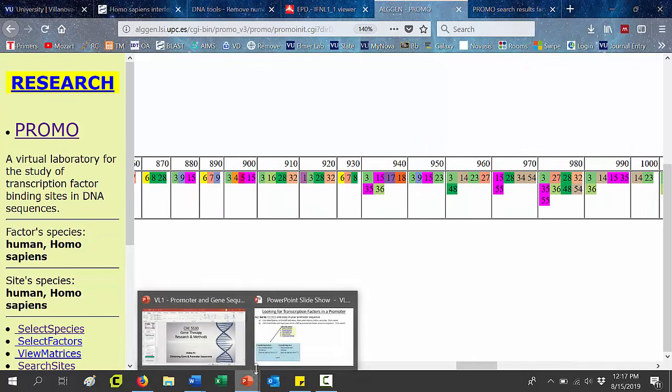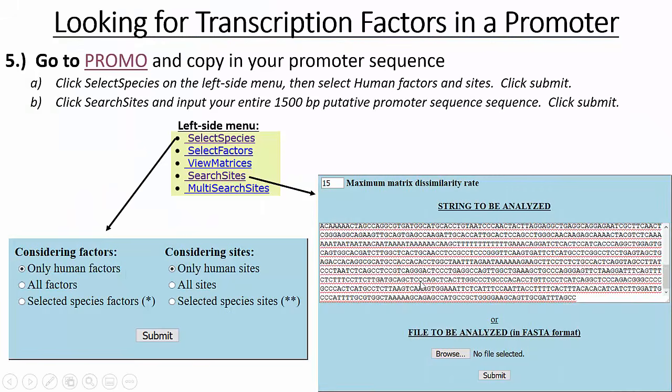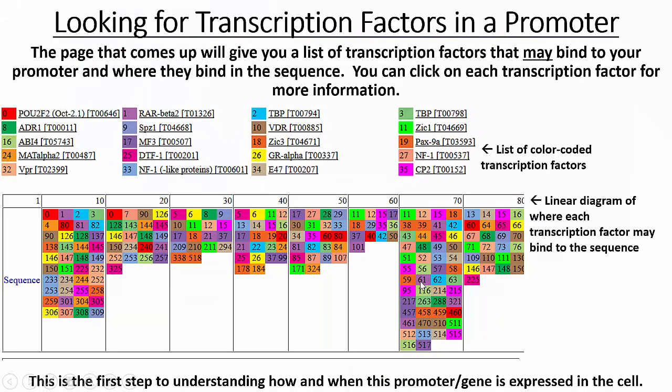Okay, so that's everything that I had in this slide deck. But there you go. Now you've got the sequence of both your gene and your promoter, and we know a lot of things about it. We know where the exons and introns are. We know what transcription factors are in the promoter, are binding the promoter. So now we can move on to the next steps in our experiments.